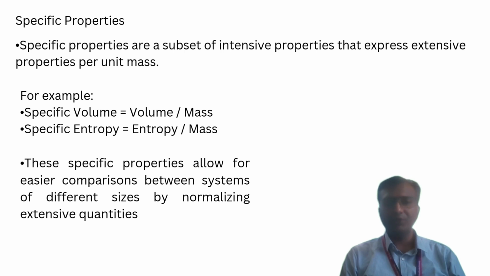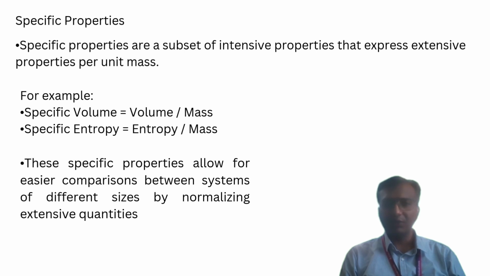First one is the specific volume. This is calculated by dividing the total volume of a system by its mass. That is, specific volume is equal to volume divided by mass. Instead of knowing the total volume, you know the volume occupied by each unit mass, that is, cubic meter per kilogram or cubic feet per pound.